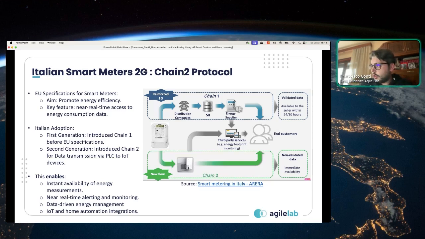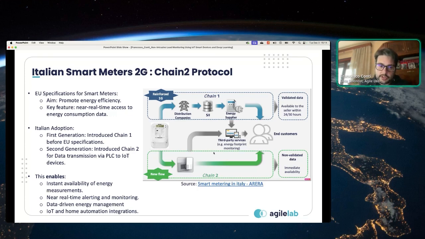In this protocol, we have IoT devices. You can see an IoT device connected to an energy plug. This device will start to receive messages from the energy meter through the PLC network. PLC here stands for power line communications. That means the protocols used for communication and networking over the energy cables. With this protocol, we have near real-time access to energy data.